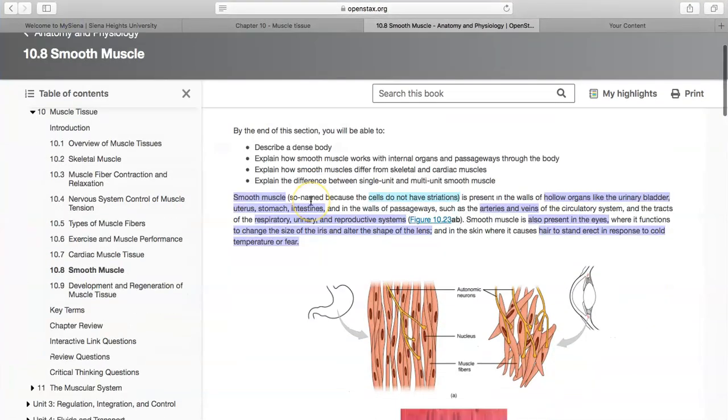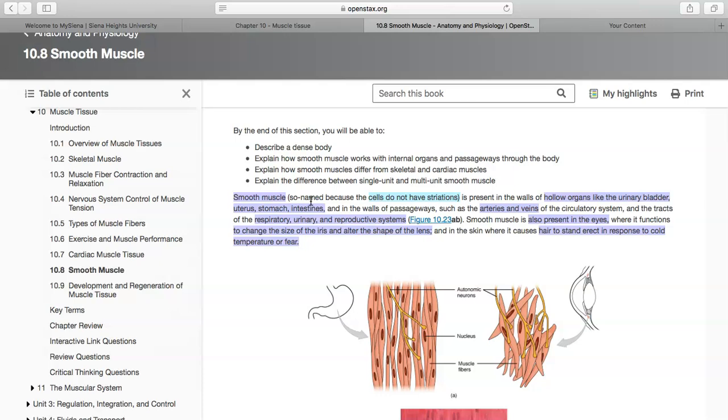All right, welcome back. So this time we're going to go over the smooth muscle in a little more depth than we ever have before. We talked about smooth muscle, and I told you that it is right in the name. It's smooth because it doesn't have striations.